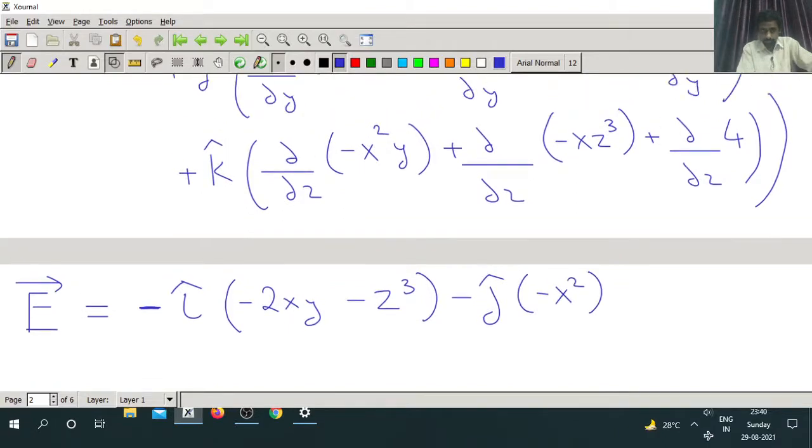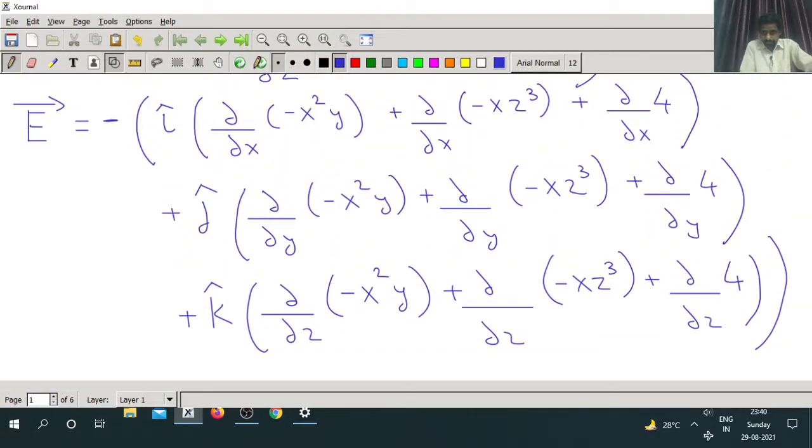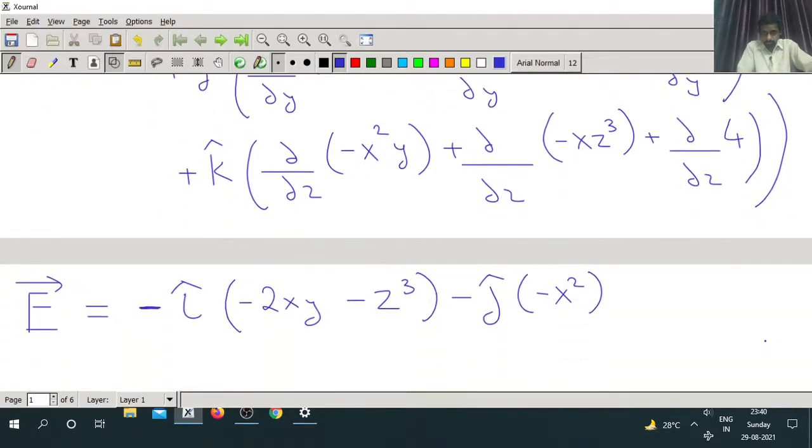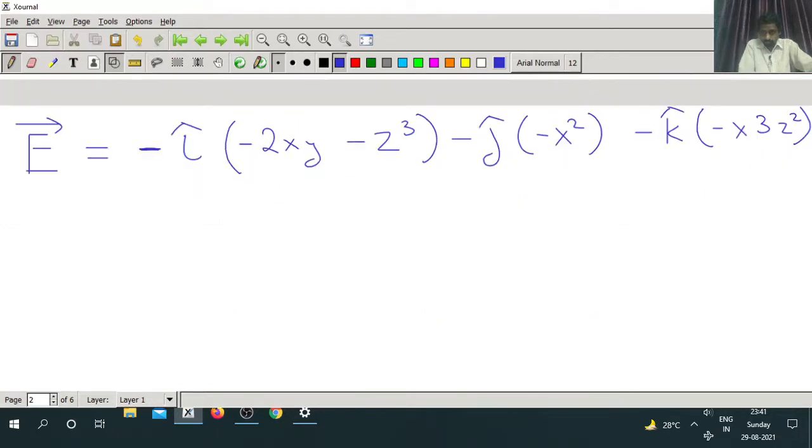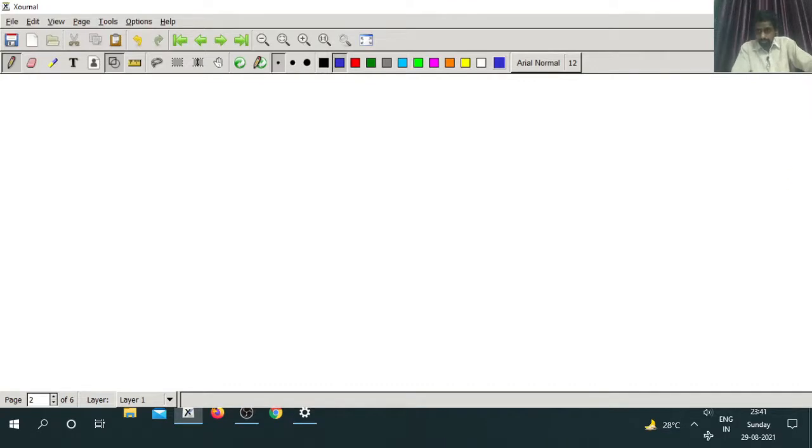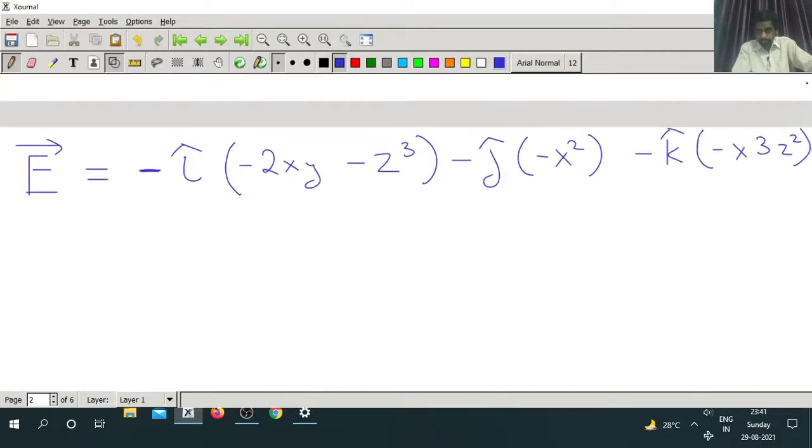Here there is a k cap and there is a minus sign which is common, so this will become minus k cap, and this is differentiated with respect to z, so the first and the third term will be 0, and this will be minus x into 3z square. And now you can see how the equation will look in the next part.